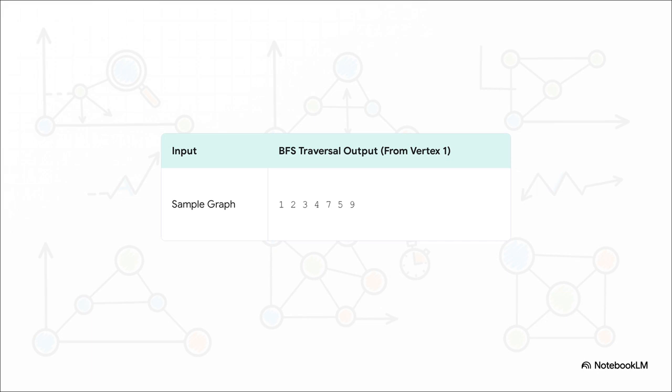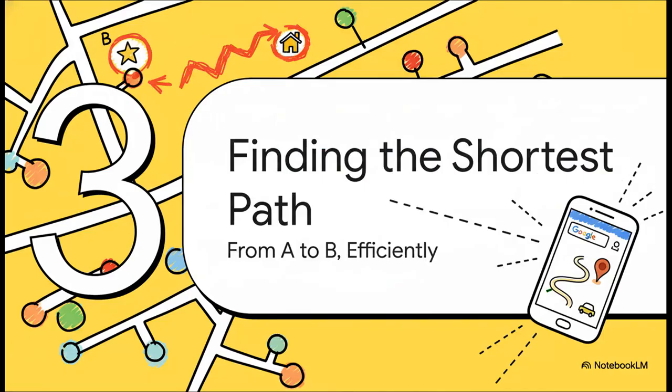This output proves that layer-by-layer method works exactly as planned. All right, next section, finding the shortest path. This is where we get back to that Google Maps magic. Because let's be honest, just visiting every node is cool, but what we usually want is to find the quickest, most efficient way to get from point A to point B.